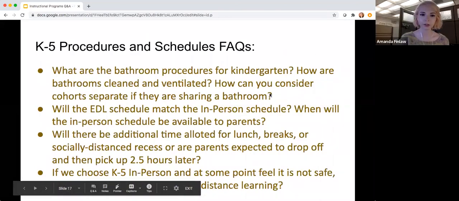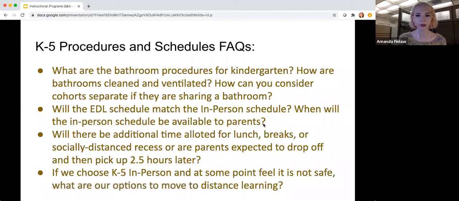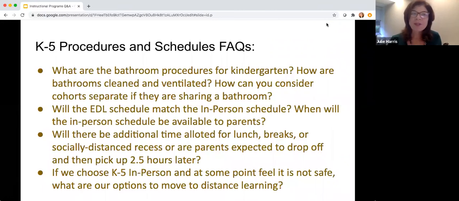Procedures and schedules. What are the bathroom procedures for kindergarten? How are bathrooms cleaned and ventilated? And how can you consider cohorts separate if they're sharing a bathroom? Great, thanks. Use of a restroom does not compromise our cohorts. A definition of a cohort is a stable group of individuals.